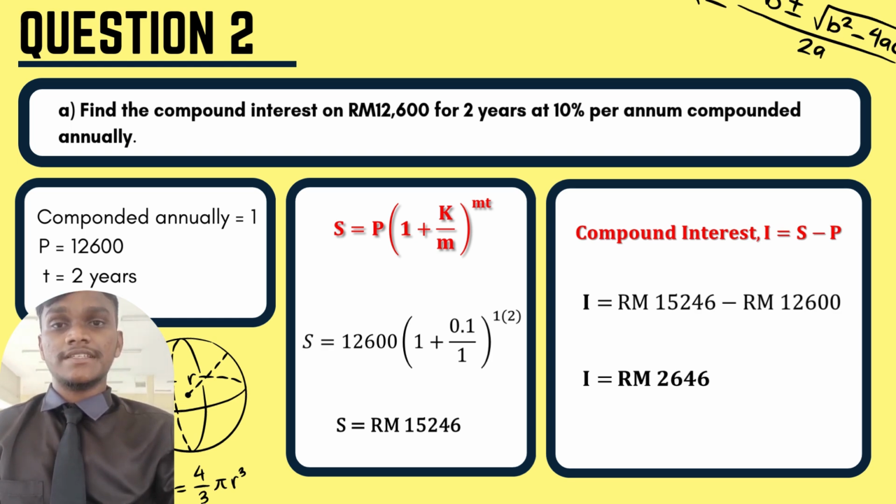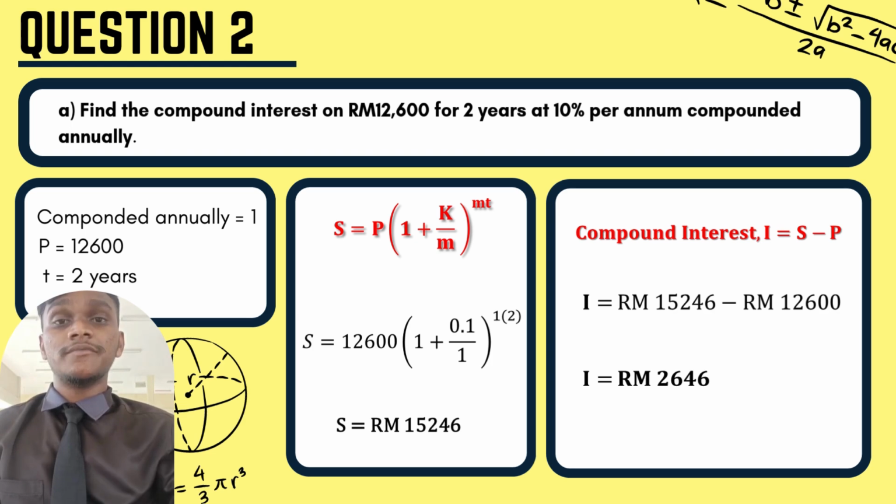To find the compound interest on 12,600 for 2 years at an interest rate of 10% per annum compounded annually, we start by identifying the values. The principal is 12,600, the rate is 10% or 0.10, and the time is 2 years. Since the interest is compounded annually, the number of compounding periods per year is 1.